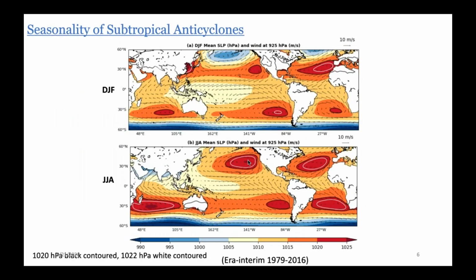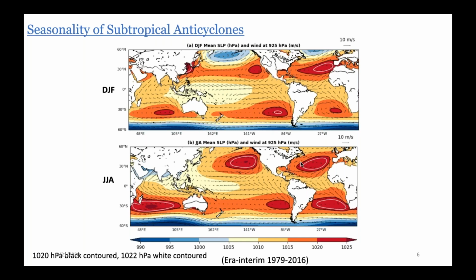Now, if you look at the seasonality of the subtropical anticyclone, the top figure shows the December, January, February mean, or DJF, and June, July, August, JJA, in the bottom. This is the same figure as before, however, for these two seasons. If you look at the two anticyclones in the Northern Hemisphere, just focusing on them, they are stronger in area and strength in the Northern Hemisphere in June, July, August. So basically, that is local summer in the Northern Hemisphere.